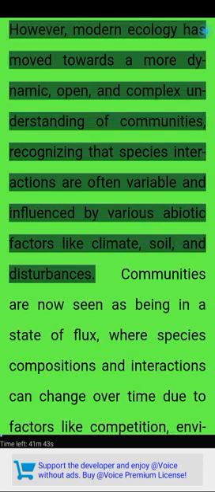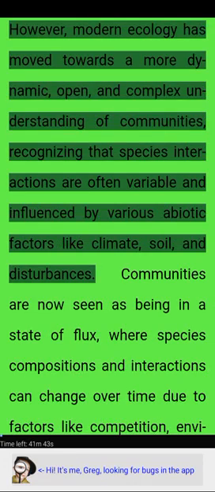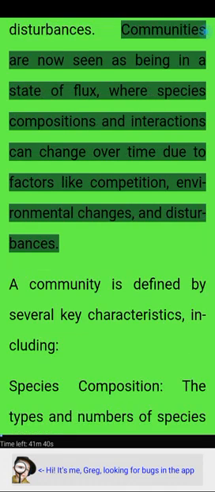However, modern ecology has moved towards a more dynamic, open, and complex understanding of communities, recognizing that species interactions are often variable and influenced by various abiotic factors like climate, soil, and disturbances. Communities are now seen as being in a state of flux, where species compositions and interactions can change over time due to factors like competition, environmental changes, and disturbances.